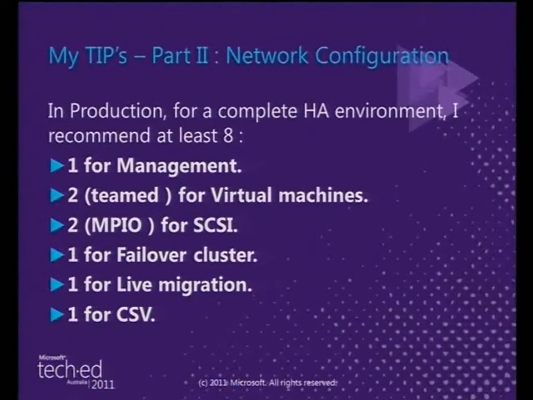One for failover cluster, one for live migration, and one for CSV. Just remember, there are a lot of NICs, right? It's 8. Doesn't mean that I need to have 8 physical NICs.